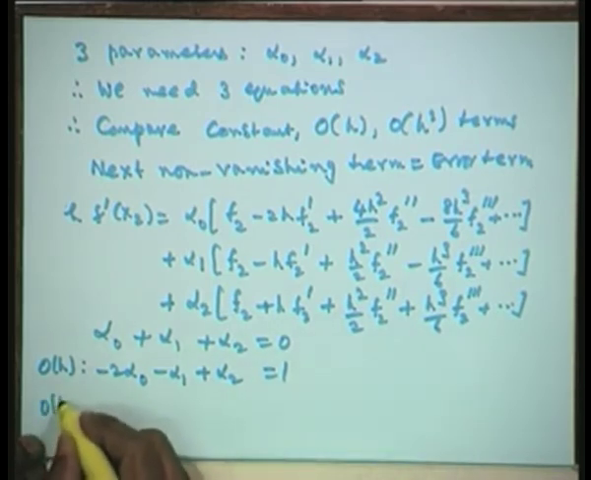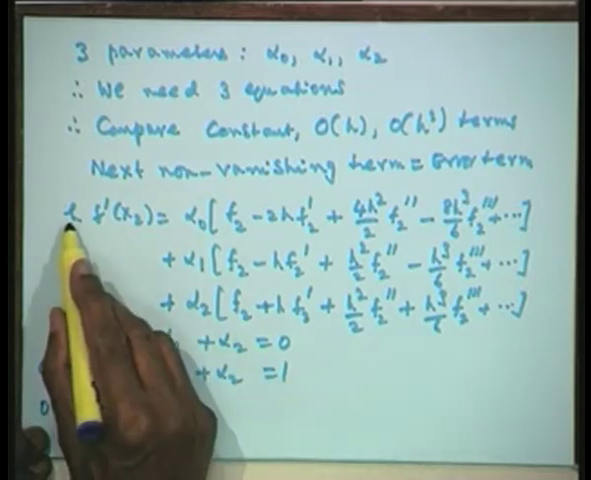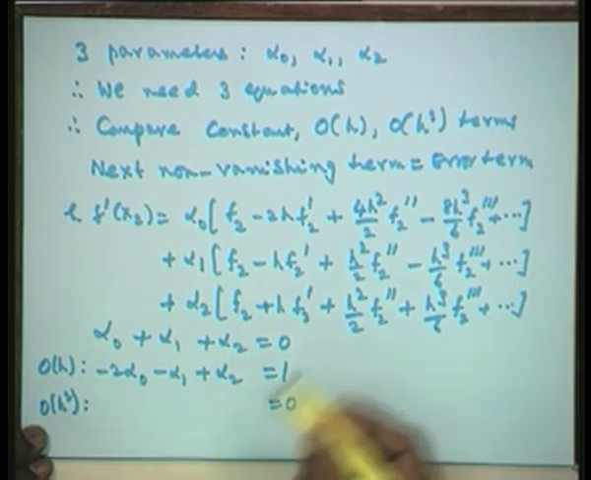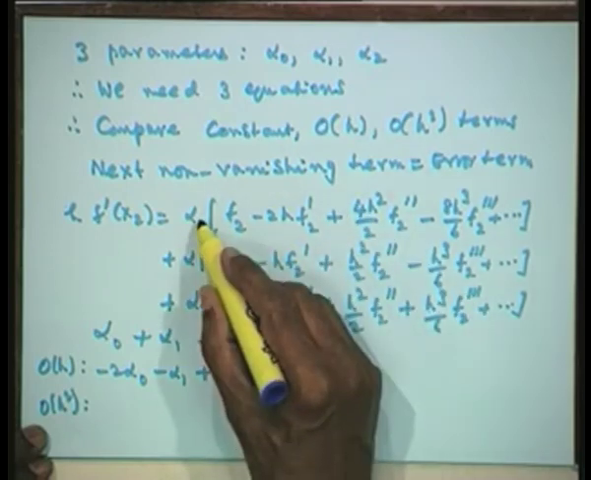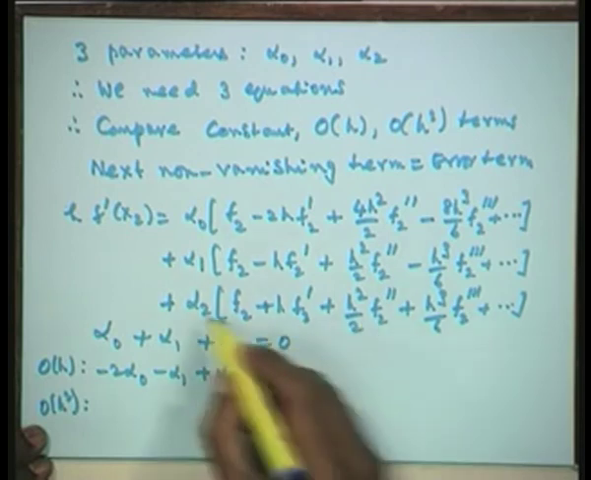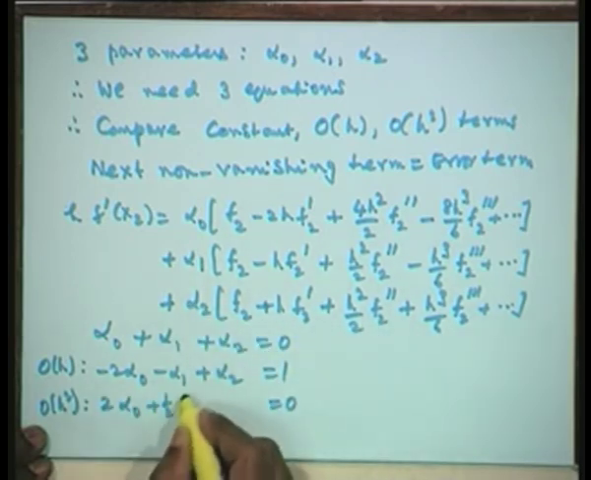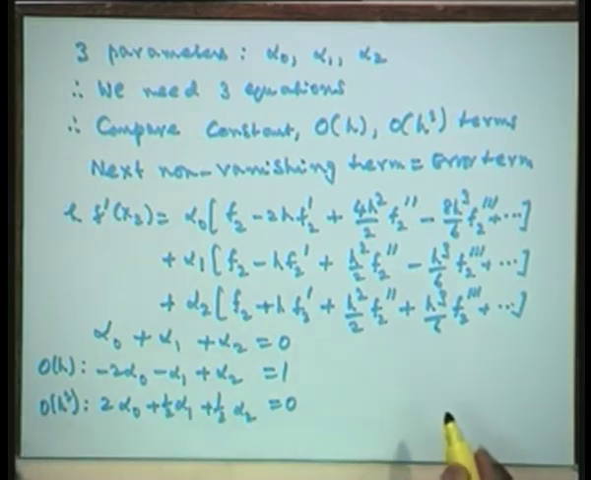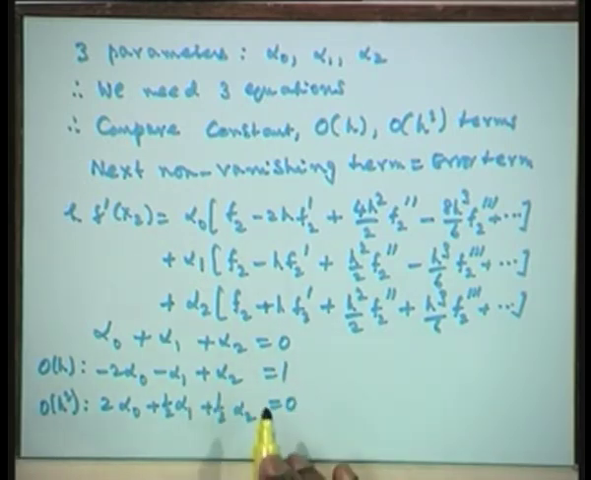Then we compare order of h square. There is no h square on the left hand side, therefore, I have the right hand side as 0. Here we have h square f 2 double dash, 4 by 2, that is 2 alpha naught, this is half alpha 1, half alpha 2. So, I have got here 2 alpha naught plus half alpha 1 plus half alpha 2. Now, I can solve this for alpha naught, alpha 1, alpha 2, it is determined.